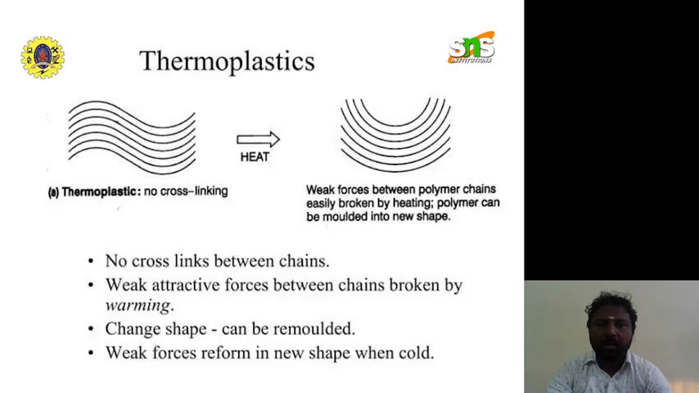In thermoplastics, the non-cross-linking makes them soften with heat and get new shapes. The polymer chains are easily broken by heating, and the polymer can be molded into new shapes. There are no cross-links between chains, and the weak intermolecular forces between chains are broken by warming, so it can easily change shape and be remolded, and the weak forces reform in the new shape when cold.